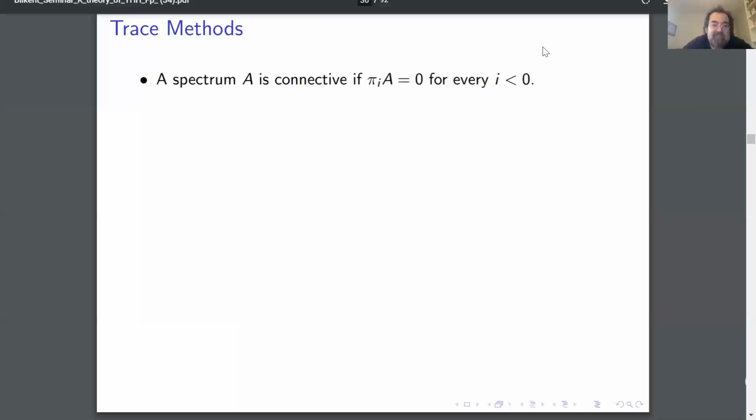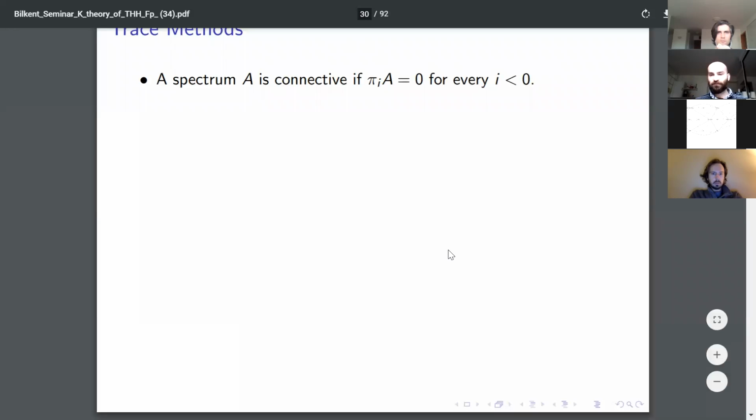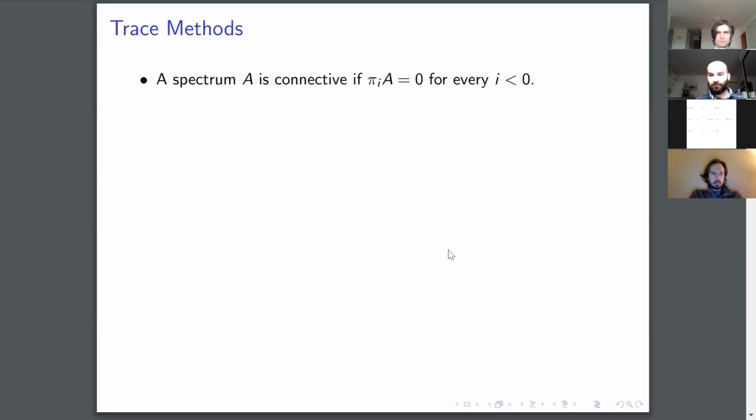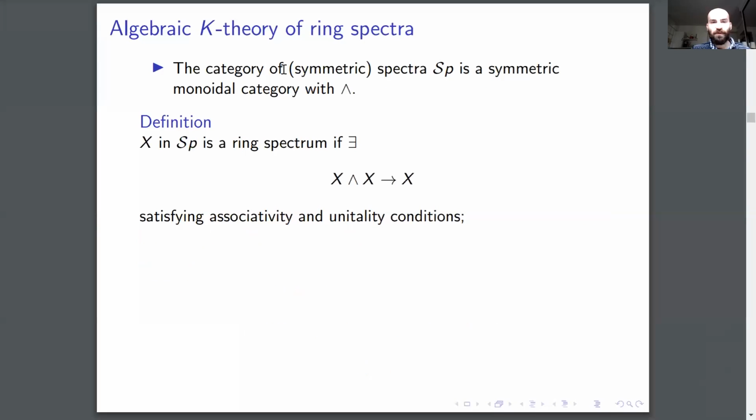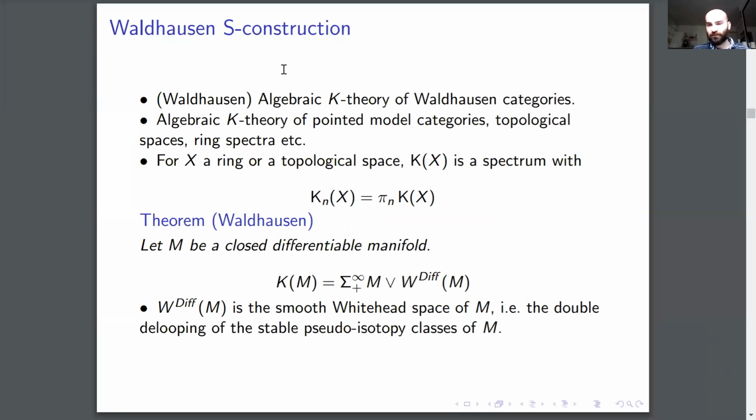Can I ask you a question before you move on to trace methods? For spectra, can you define algebraic K-theory in a similar way, or do you have to do something more? Yeah, you do the Waldhausen S construction. The way it works is that you take a ring spectrum, look at the modules over it. In the module category, just take the compact objects and apply the Waldhausen construction.